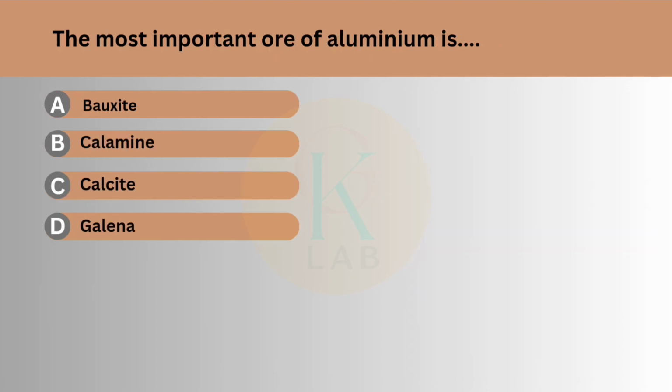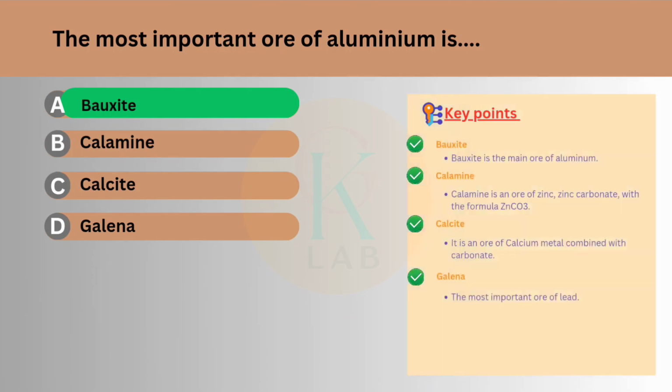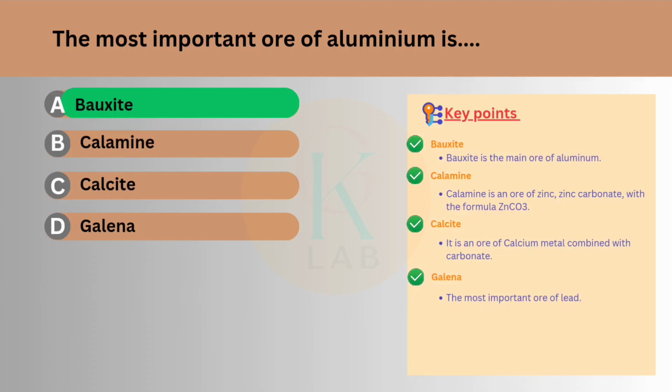Next question. The most important ore of aluminium is? Correct answer is option A, bauxite. Some important key points: bauxite is the main ore of aluminium. Calamine is the ore of zinc. It is zinc carbonate with the symbol ZnCO3. Calcite is the ore of calcium metal combined with carbonate. And galena is the most important ore of lead.